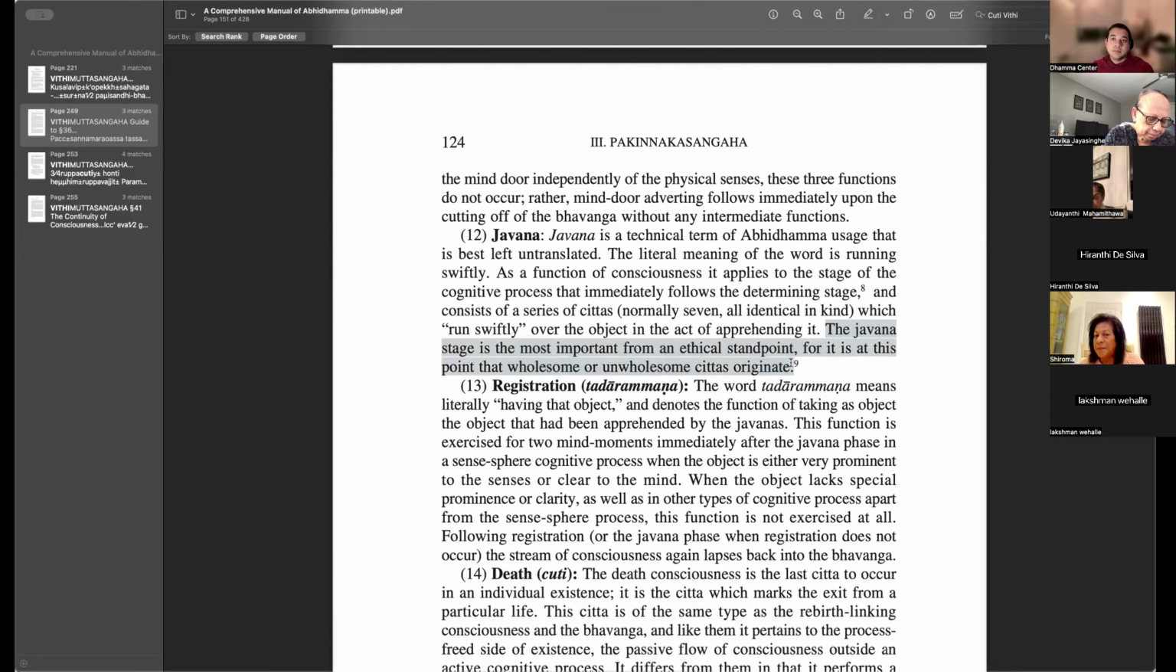Yes. So up to the Javana process, it's, say, color and form. Yes. Red circle, like.